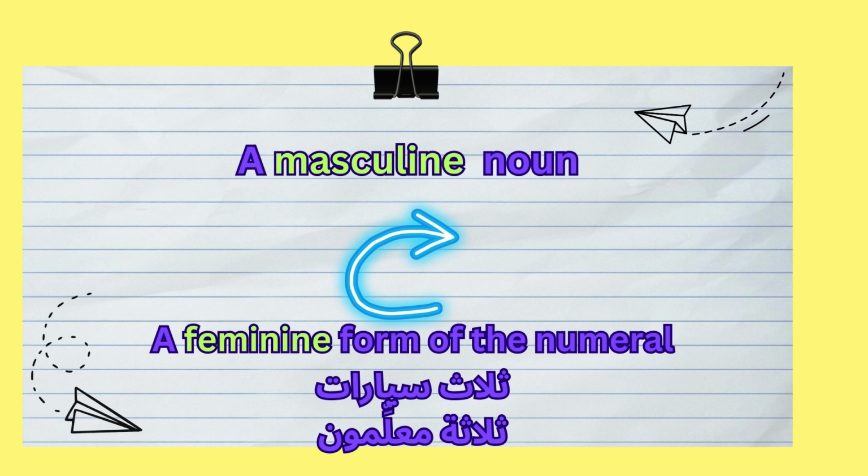ثلاث سيارات. Note that ثلاث is masculine. It doesn't have ta marbuta because سيارات is feminine. ثلاثة معلمون. Note that ثلاثة is feminine. It has ta marbuta because معلمون is masculine. And again, numbers 3 to 10 not only have the polarity rule, but they're also followed by nouns in the plural and genitive.